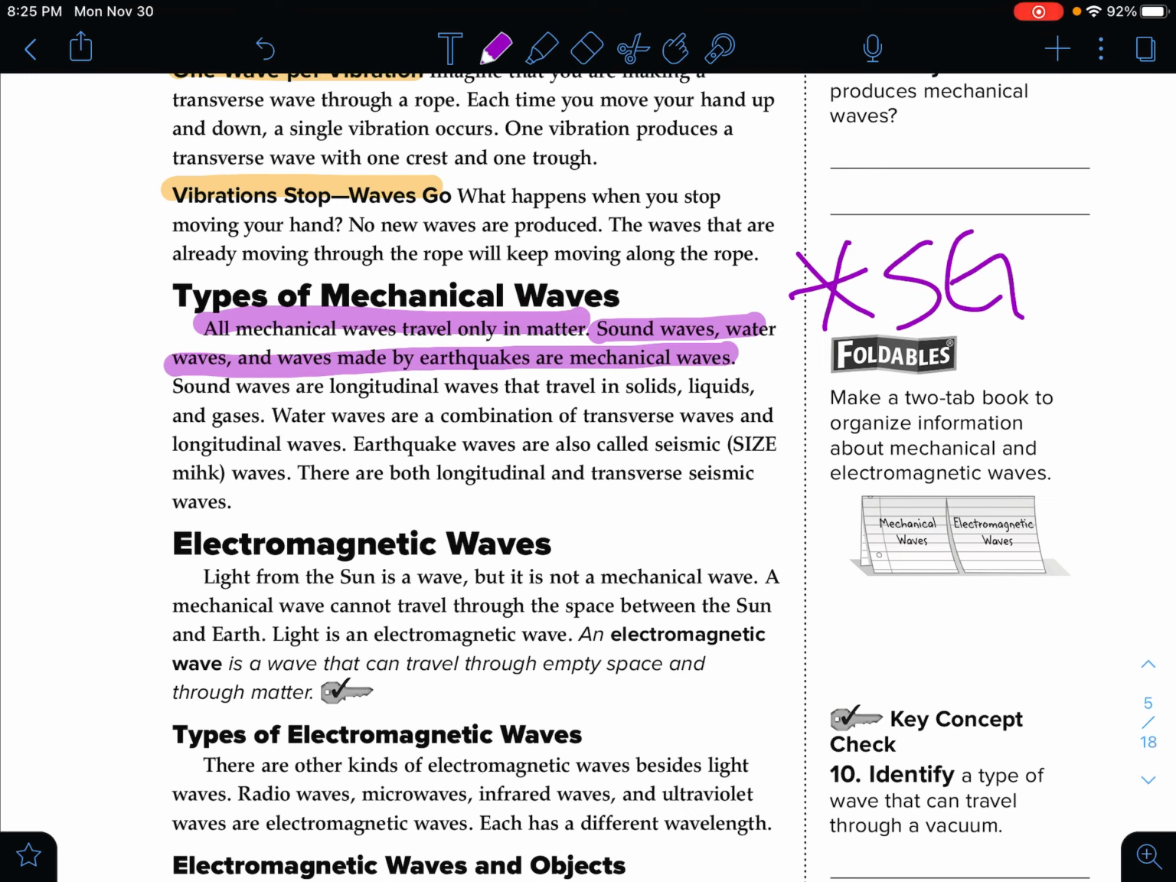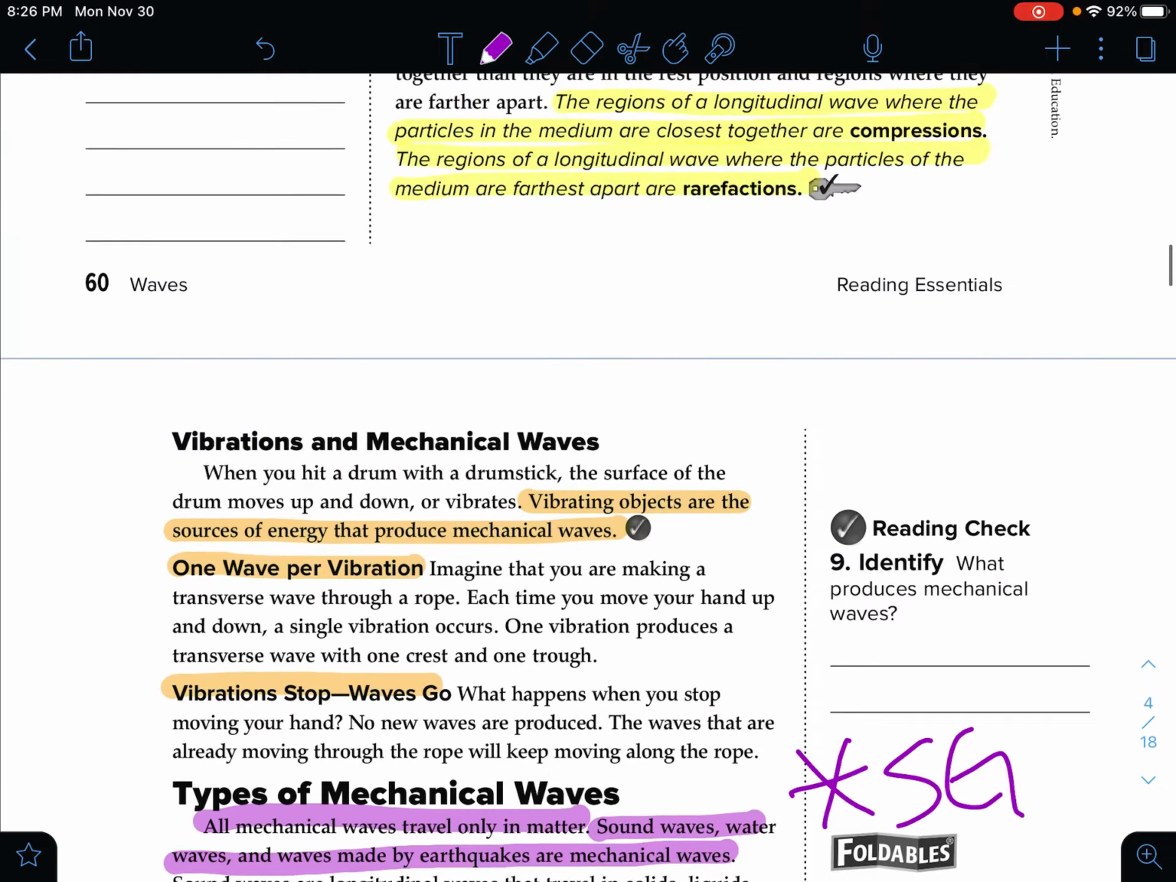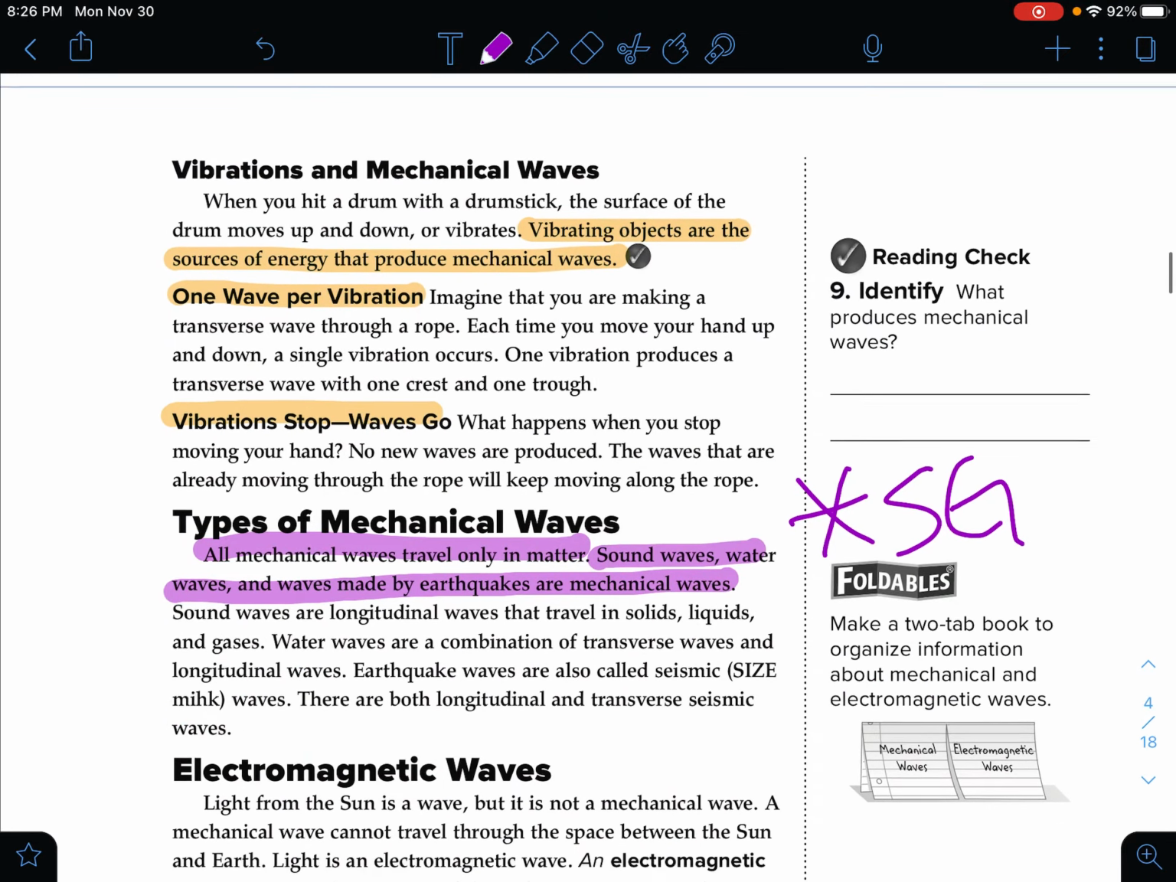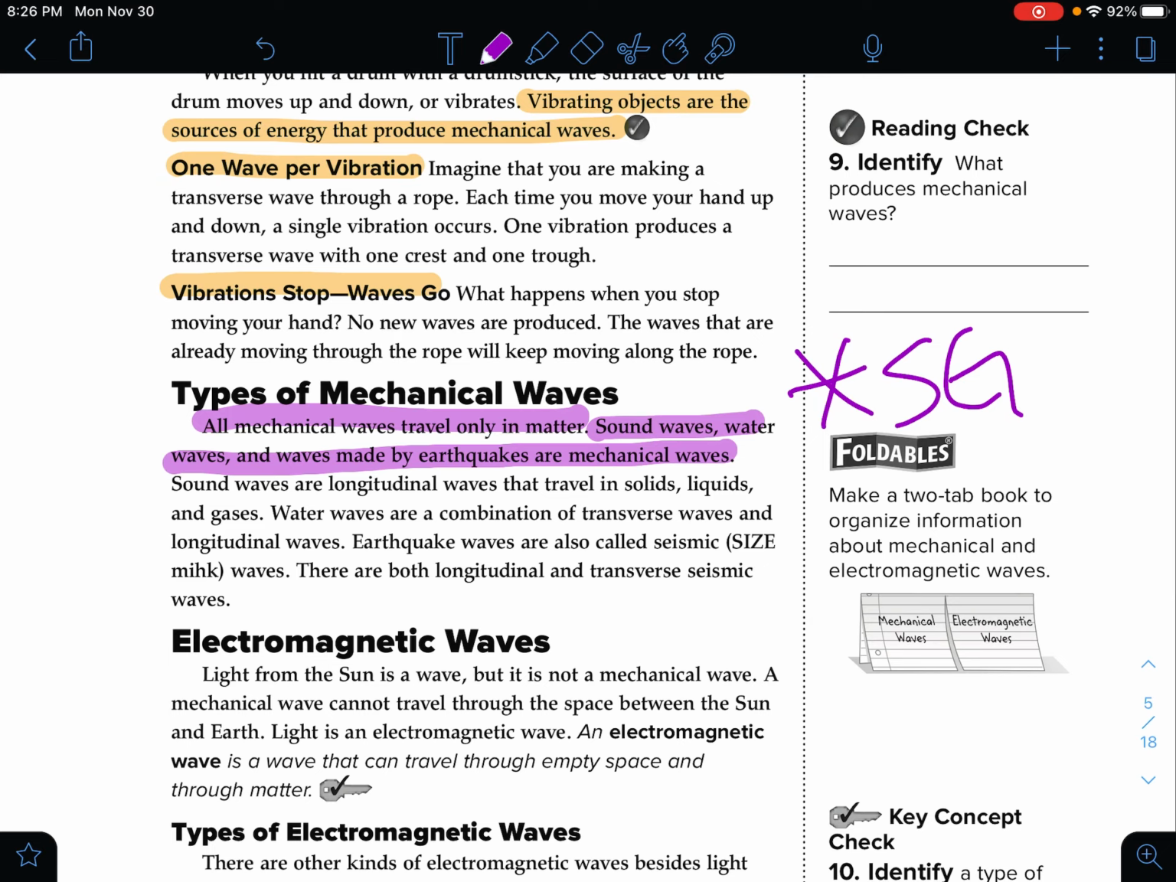Sound waves are longitudinal waves that travel in solid, liquid, and gases. Water waves are a combination of transverse waves and longitudinal waves. Earthquake waves are also seismic waves. They are both longitudinal and transverse. But except for those, things are going to be just a straight longitudinal wave like a sound wave, or a straight mechanical wave like a transverse wave. So we only have a couple of examples here where you're going to have both of them being used at the same time. Okay. All right.